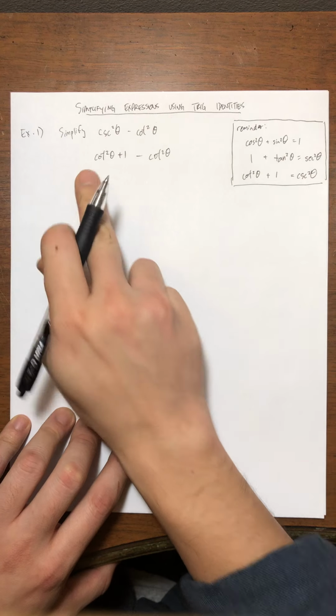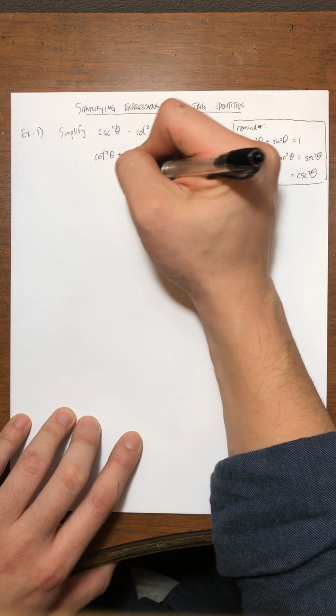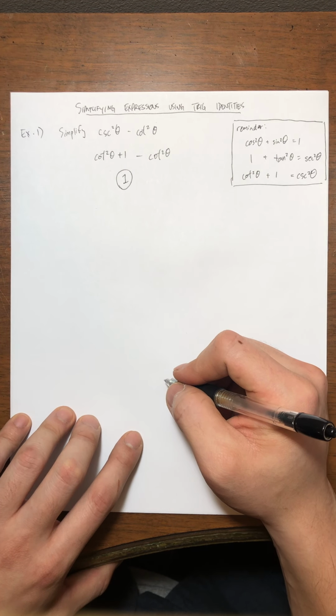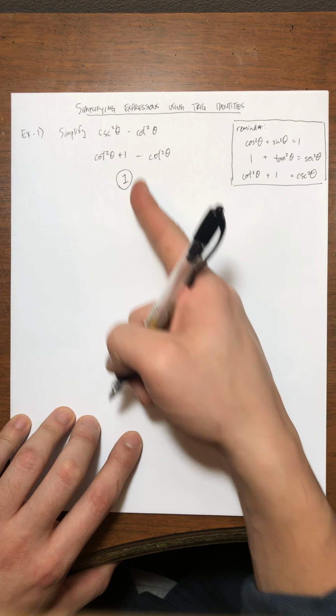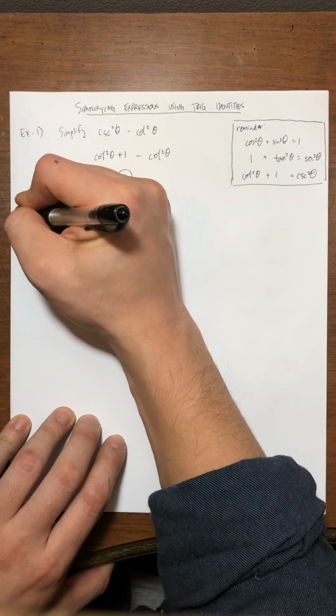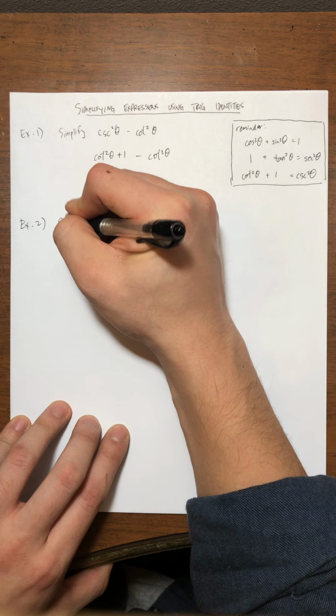Okay, well, now I have a cotangent squared minus a cotangent squared, so those are going to subtract out, and this is going to simplify nicely to just 1. Who would have thought? Cosecant squared theta minus cotangent squared theta is always going to be 1. Let's try another one. Let's try simplifying.